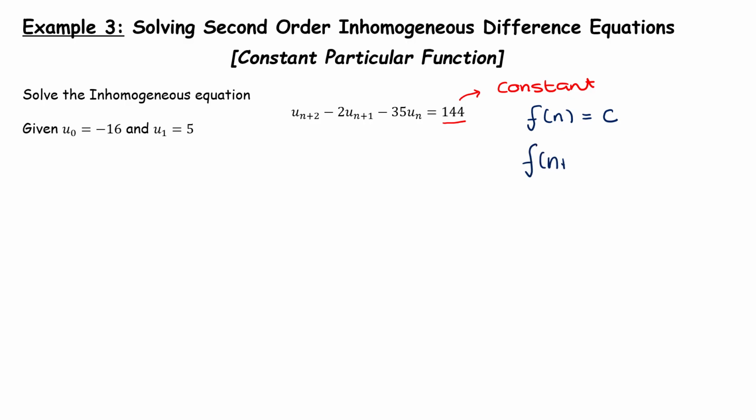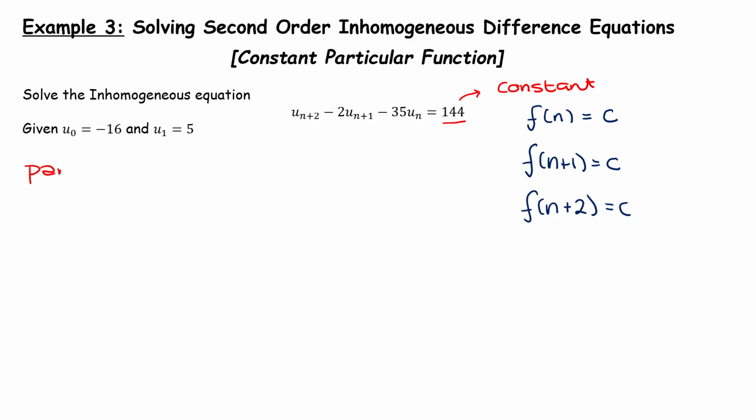f of n plus 1 is still c. f of n plus 2 is also c. It's a constant. Constant means it's not changing. It doesn't have a variable. So it doesn't matter if we pick n plus 1 or n plus 2. There's no space for that n to go in. So therefore, nothing is changing. So this is actually so straightforward, but students often overcomplicate it. So be very, very clear about how you work with your constants.